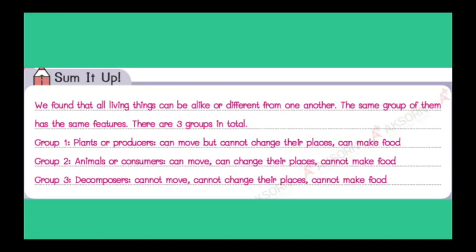What about them? They cannot move, cannot change their place, cannot make food, all right? But they break down dead animals and dead plants. That's why we call them decomposers. They break down all dead living things. Repeat after me. Decomposers. Cannot move, cannot change their places, cannot make food. Okay, pause the video, write it down.